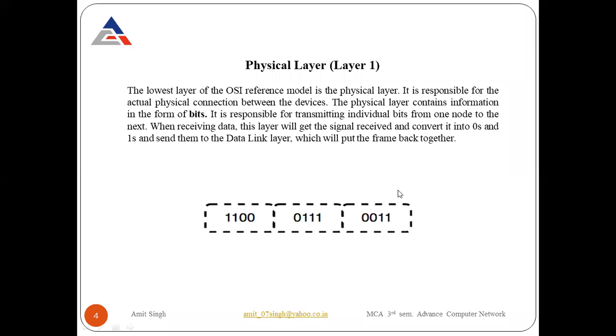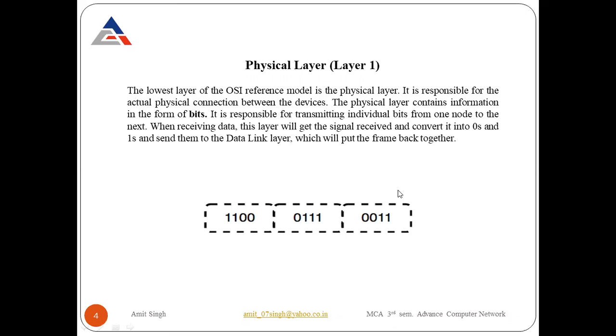When receiving data, this layer will get the signal received, convert it into zeros and ones, and send them to the data link layer. The upper layer, the second layer, is the data link layer, which will put the frame back together.